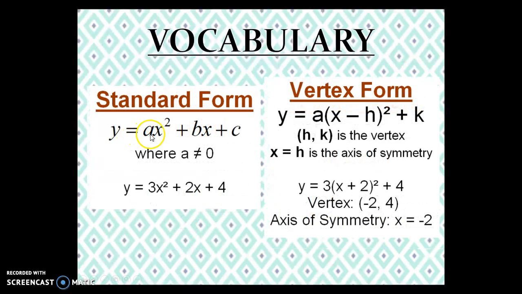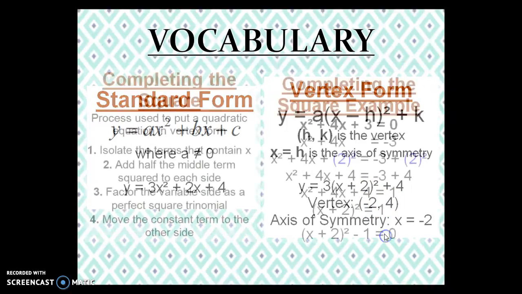Standard form, y equals ax squared plus bx plus c. Vertex form, y equals a times (x minus h) squared plus k. H and k are the vertex, but remember it's the opposite of whatever h is. So if it says plus 2, it's going to be minus 2, and then 4. We'll do completing the square later.